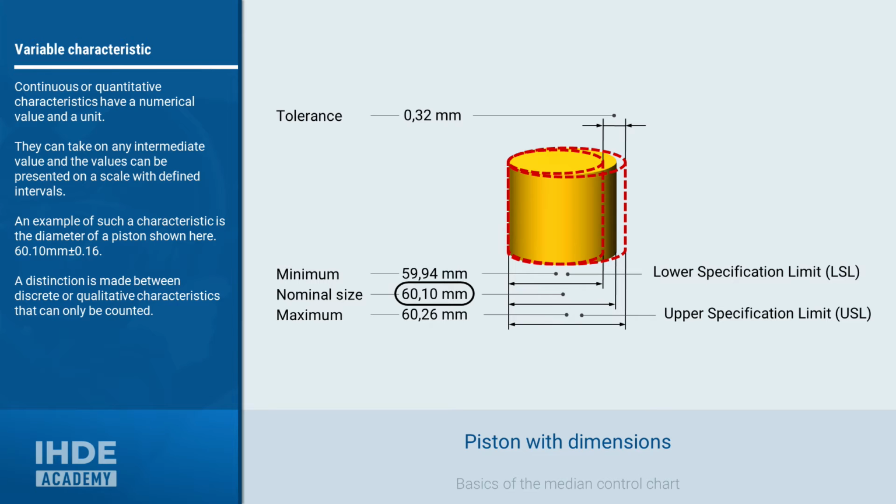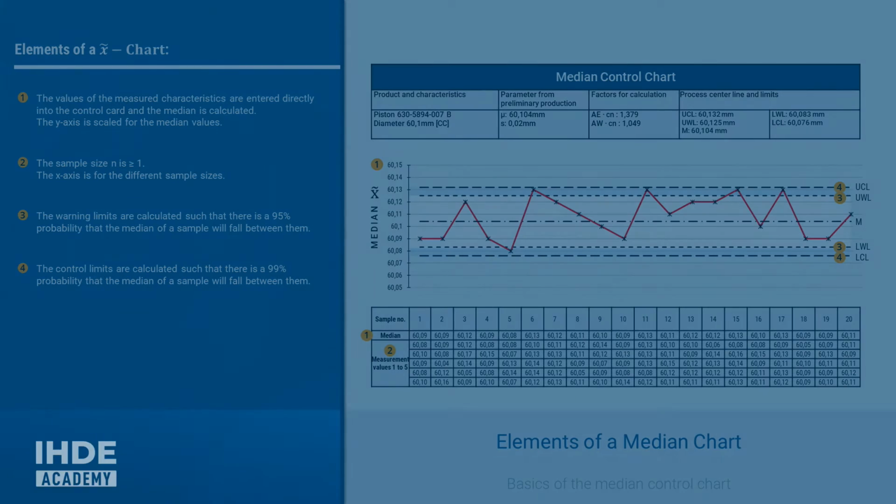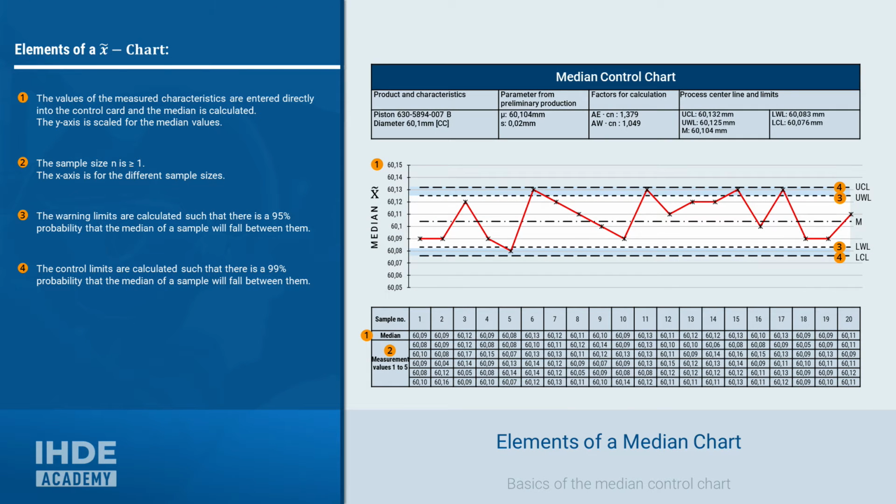As a practical example, we take this tried and tested piston again. The product characteristic to be monitored is the nominal diameter of 60.1 mm. As you may already know from the control charts for individual values, the main parameters of the control chart are also shown here in the header. Only the y-axis scaling here is for the medians. In the lower part, the median was calculated for each random sample and entered in the table.